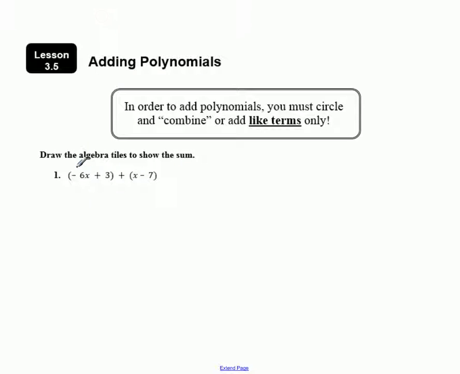Well, I'm going to first circle. Actually, I want to highlight because I think it's easier. I'm going to highlight the like terms. I have negative 6x here, and I have x here. And something we've talked about already is that we need to put a little number 1 in front of the x in order for us to add them.